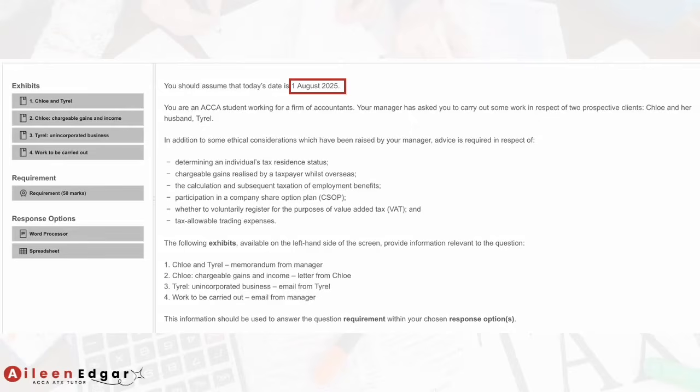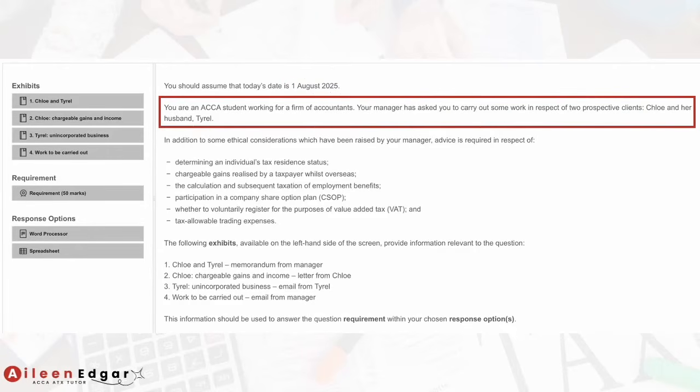Let's talk about what this main screen is telling us about this question as a whole. You were given a date at the top. Now, it's usually going to be the date of the actual exam, or if it is a past paper question, it should be updated to be a date that falls within the tax year that you're being examined on.